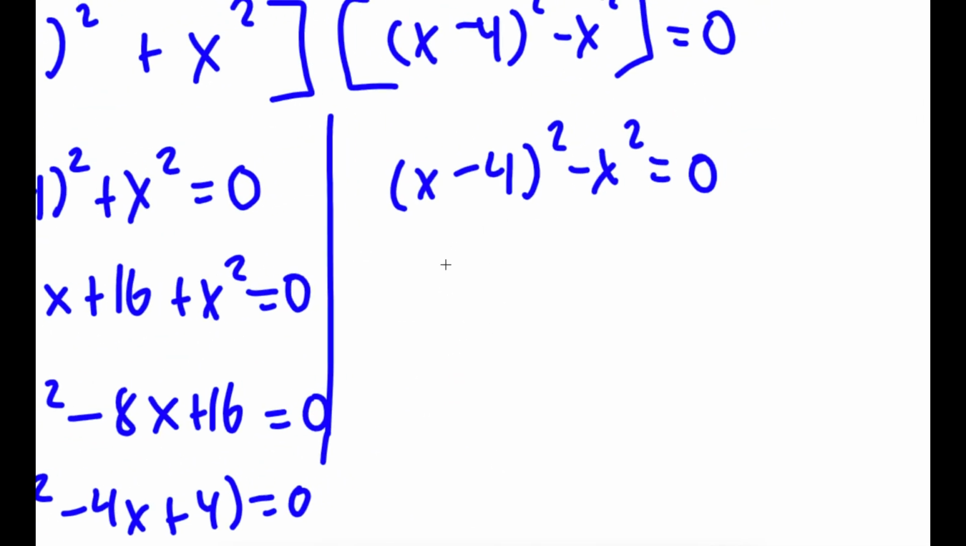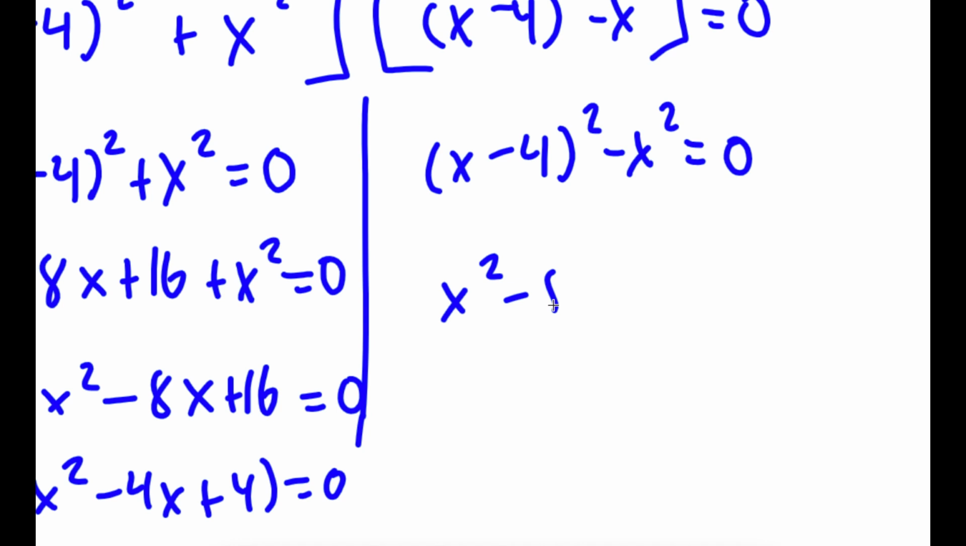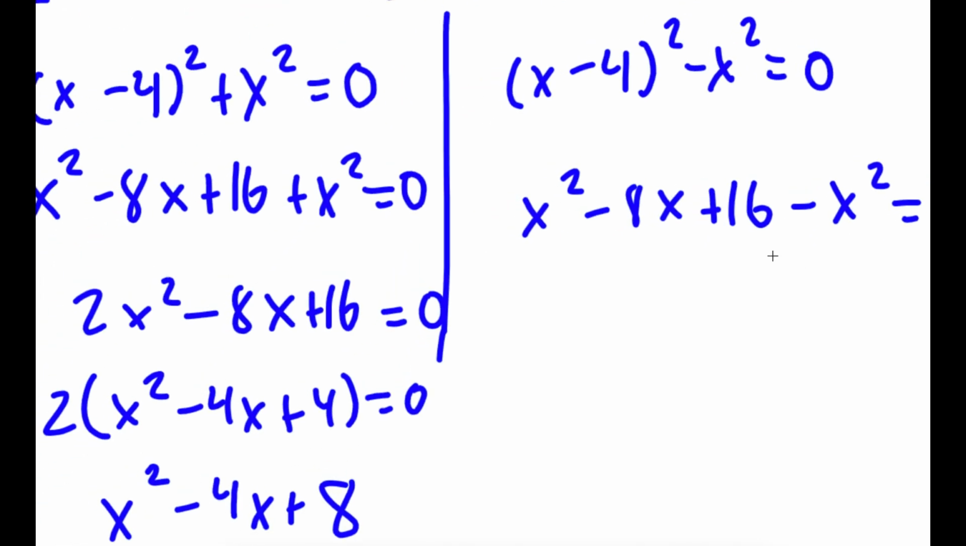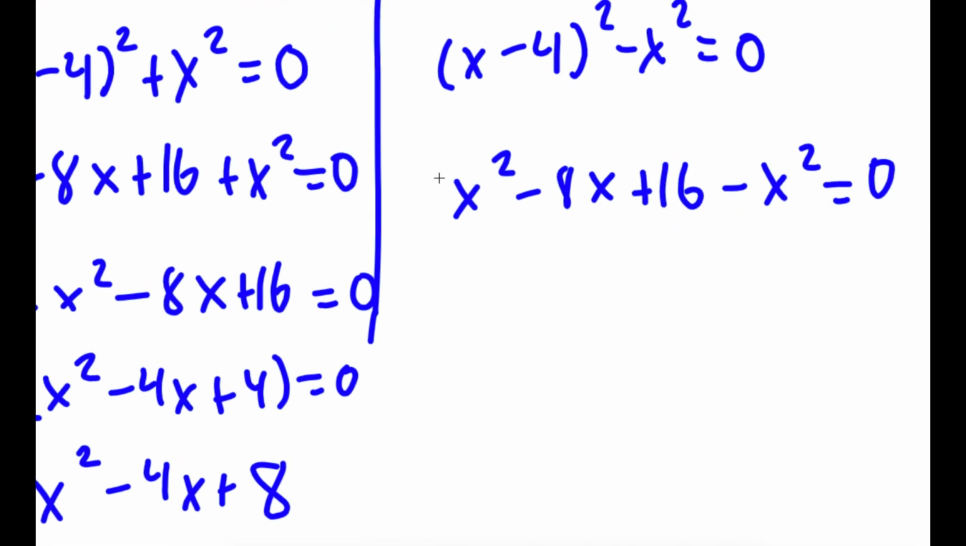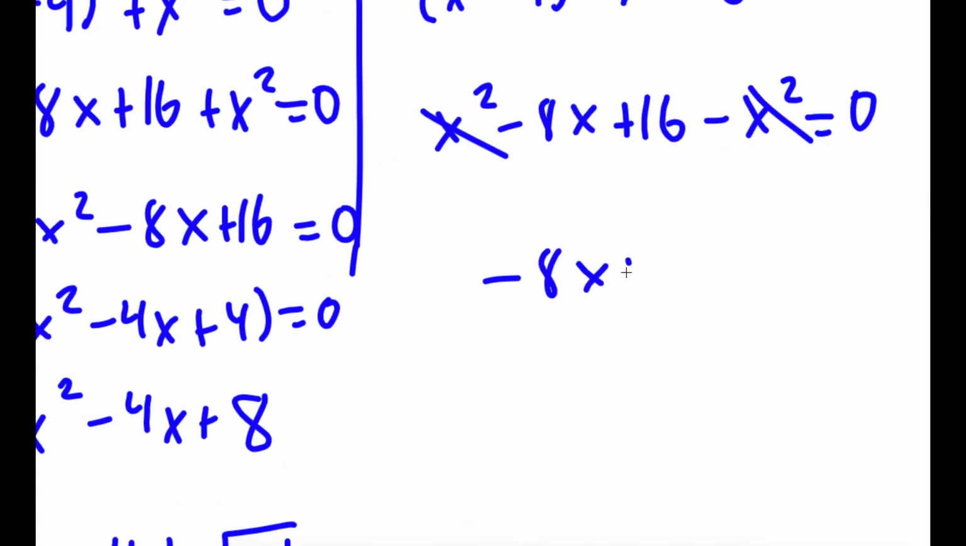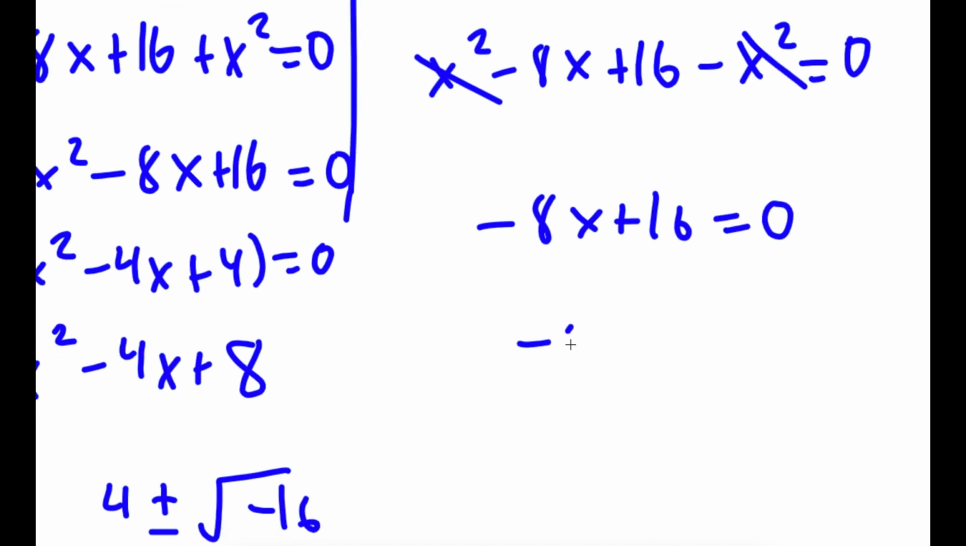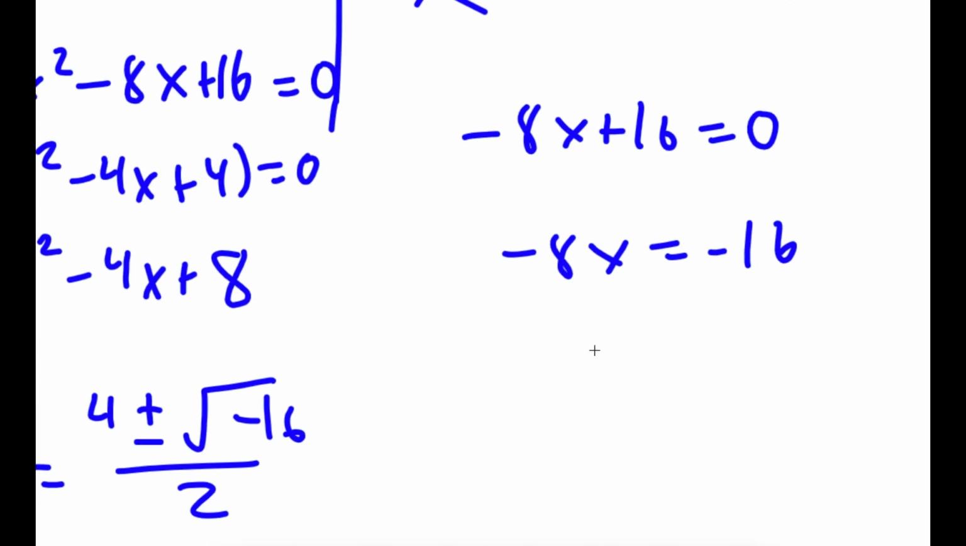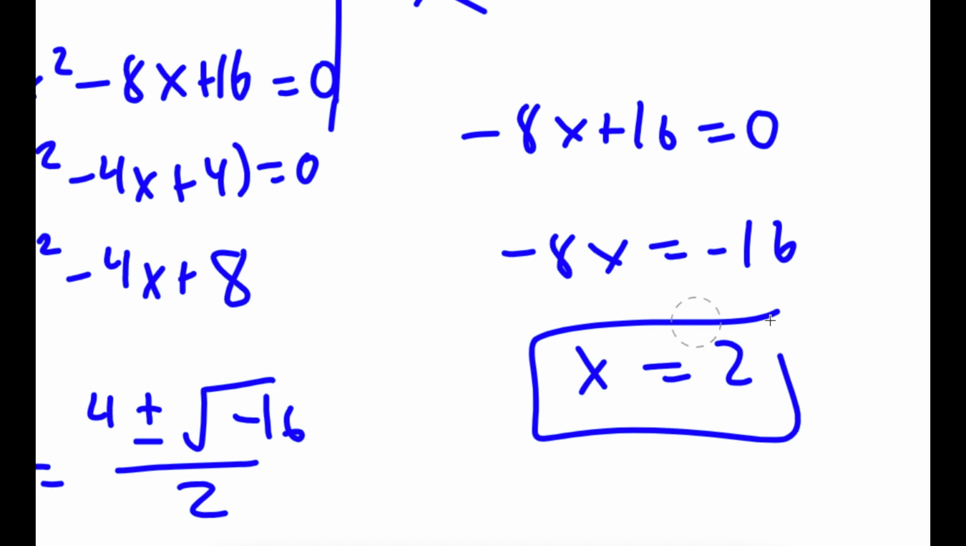And now for this, I have x squared minus 8x plus 16 minus x squared is equal to 0. So then these two cancel out, so now I have negative 8x plus 16 is equal to 0, meaning negative 8x is equal to negative 16, and x is equal to 2.